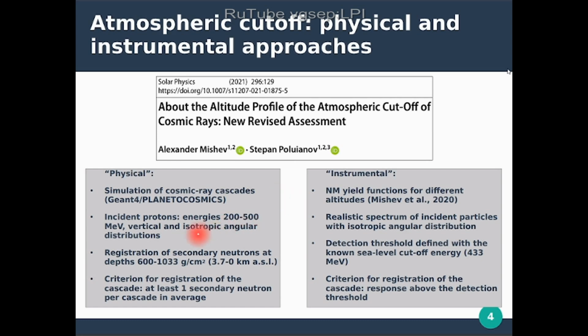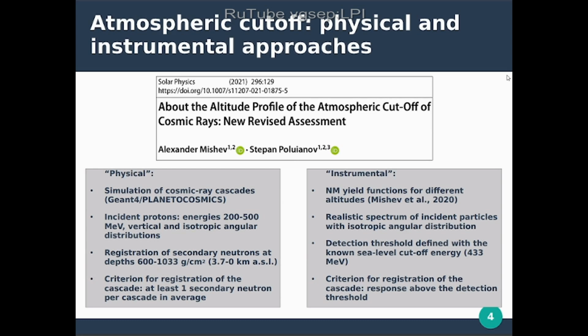This range was chosen because we know one point: the atmospheric cutoff for protons at the sea level is about 1 gigavolt in rigidity, or about 430 megaelectronvolts in energy. So we played around this energy range, and we checked the intensity of neutrons at the depth from 600 to 1000 grams per square centimeter, which corresponds to altitudes from 0 to almost 4 kilometers. The criterion for registration was that we need to have at least one secondary neutron at this depth to get the cascade registered.